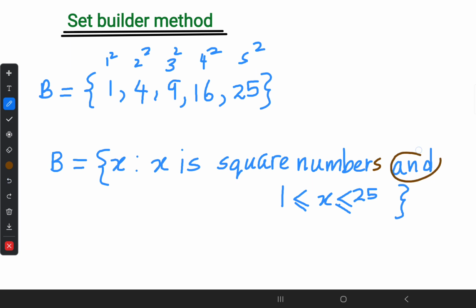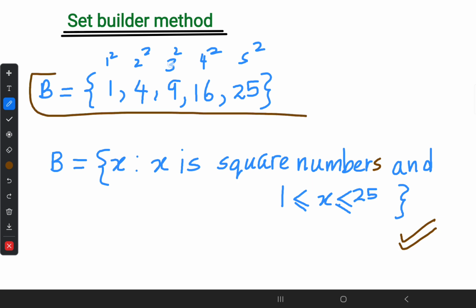But in the next one, you should give the proper limit, because square numbers go on until infinity: 25, 36, 49, 64, 81, 100. Likewise, that is going until infinity. So it is starting from 1, ending at 25. You should keep it inside the proper boundary. That is really important. This is the way you should write 1 and 25: x is greater than or equal to 1 and less than or equal to 25.